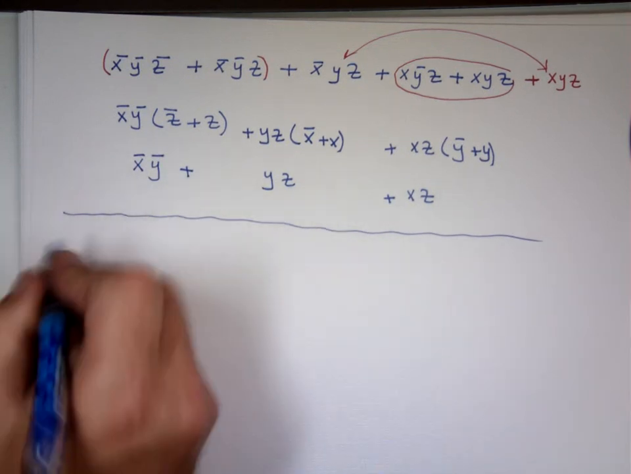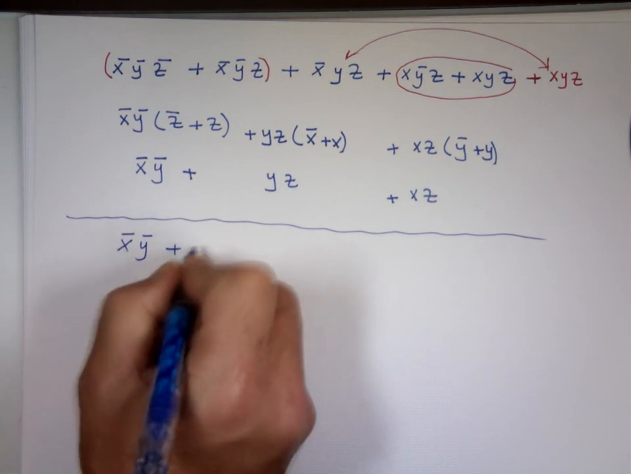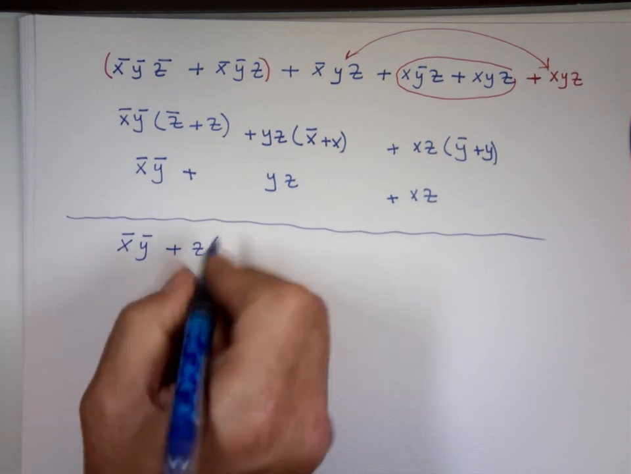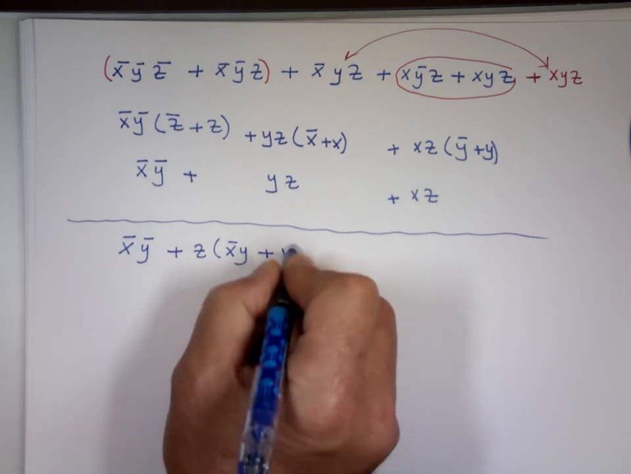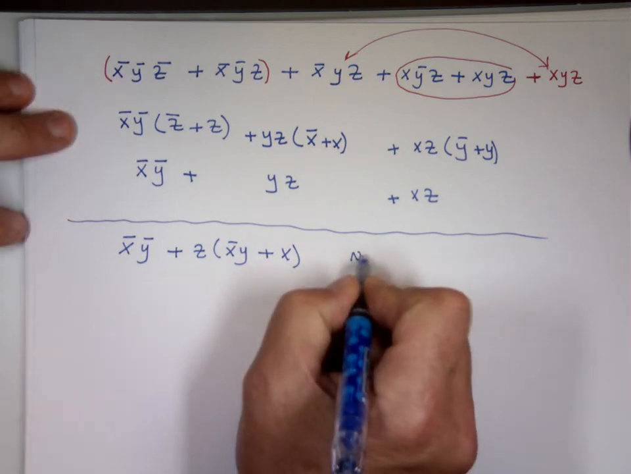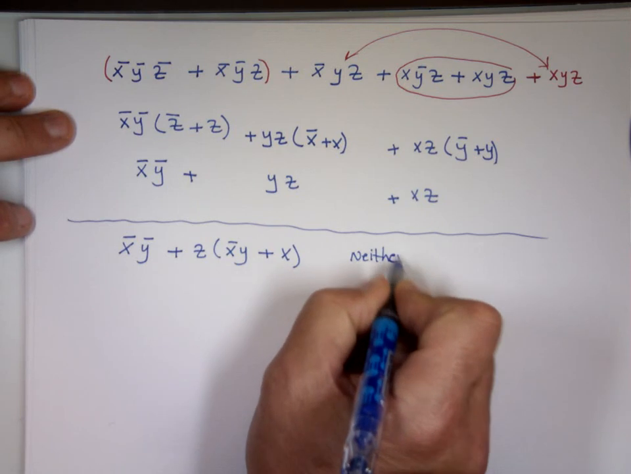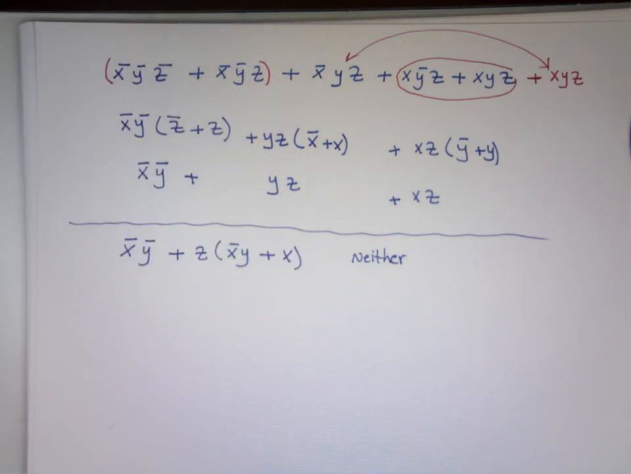What about if you have a problem like this? Now, is this product of sums or sum of products, this one? Try again. How about neither? As of now, neither. If I multiply the Z through it, yes. If I take the Z and multiply it through, I'll have sum of products. But the way it's set up right now, it's neither.